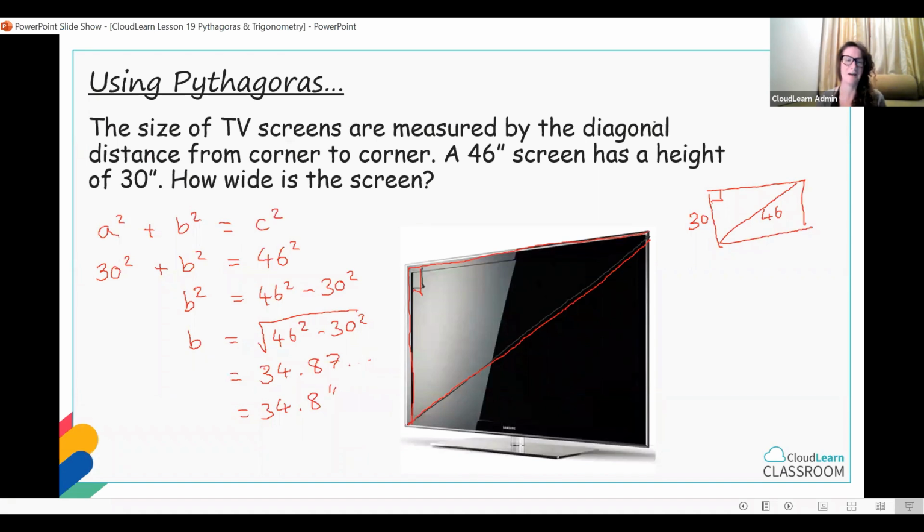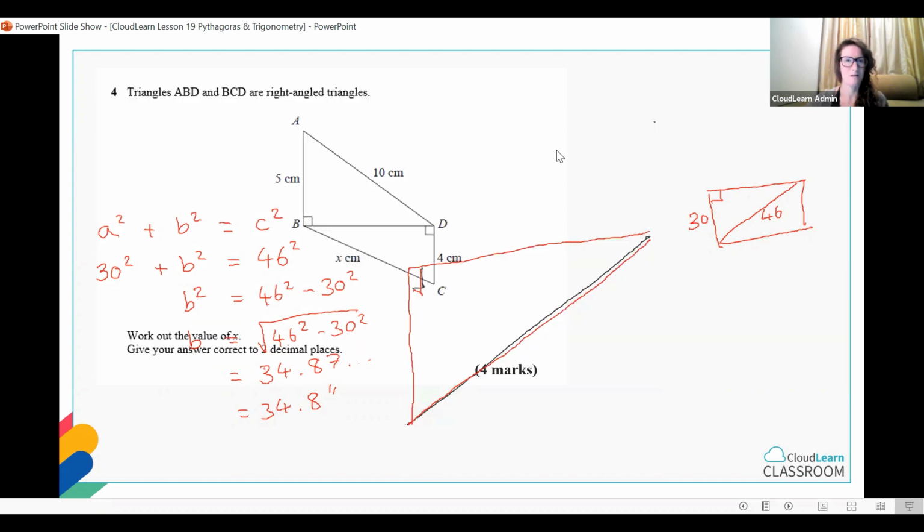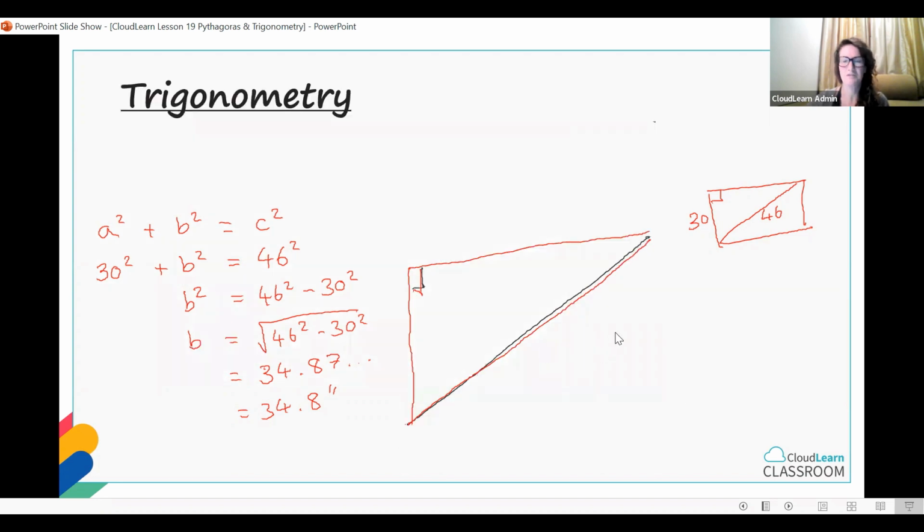And then I would just go back and check. Okay, well, that seems about right. 30 is the height. The diagonal is 46. So yeah, it makes sense for the width to be 34.8, a little bit longer than the height there. Okay, so that was the Pythagoras. I'm going to move on to the trigonometry now.